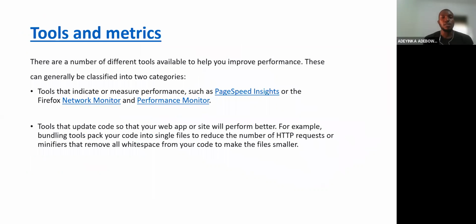Tools and metrics. There are a number of different tools available to help you to improve performance. These can generally be classified into two categories. There are tools that tell you about the performance and indicate the areas where you can improve the performance of your page. And there are tools too that can help you to optimize your page so that you have a very performant website. So, tools that indicate or measure performance, such as PageSpeed Insights or Firefox Network Monitor and Performance Monitor.